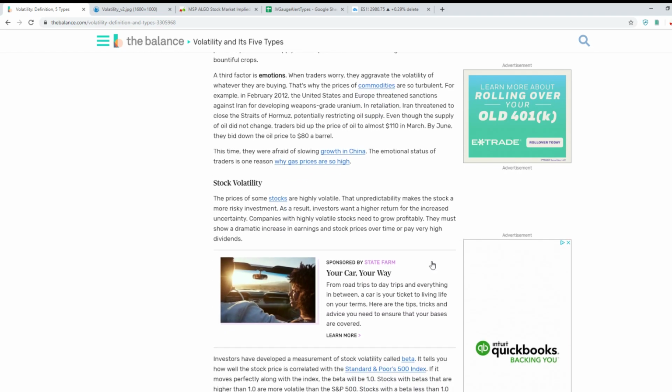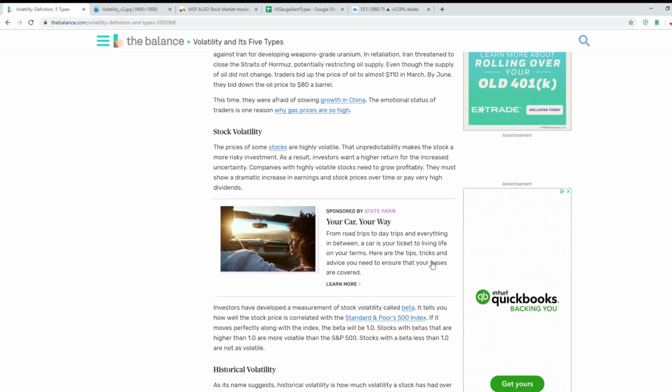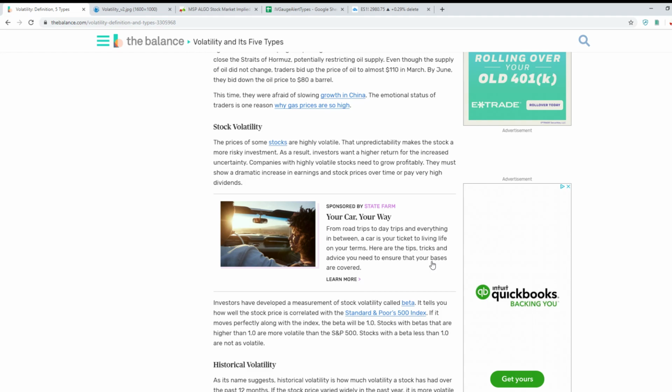So what are the 5 types? The first is what we call stock volatility, and that's the prices of some stocks are highly volatile. So it basically is given the volatility of that stock. For example, we have momentum stocks, and like a Google or Amazon, they have a higher volatility for the stock versus a Coca-Cola, let's say, for example, okay?